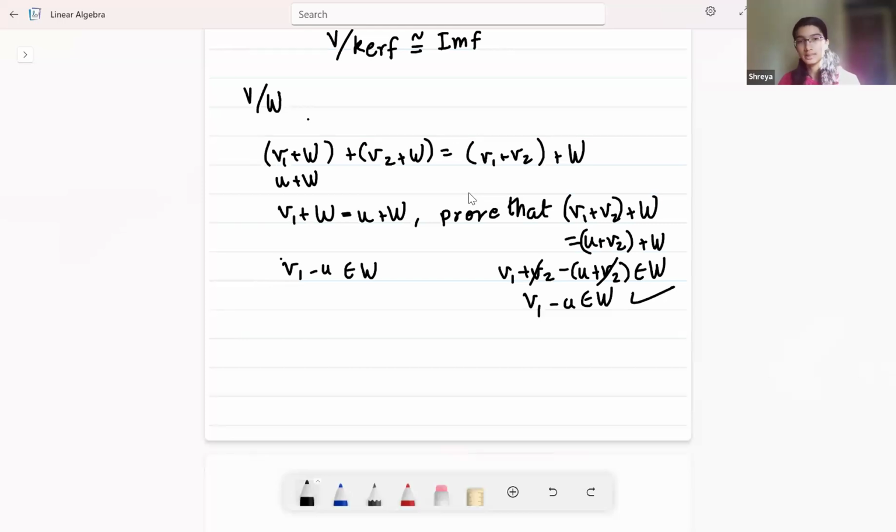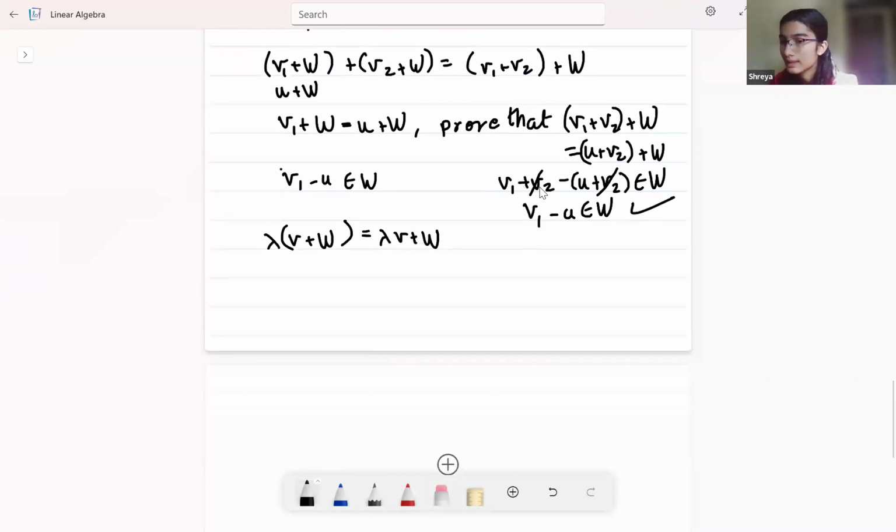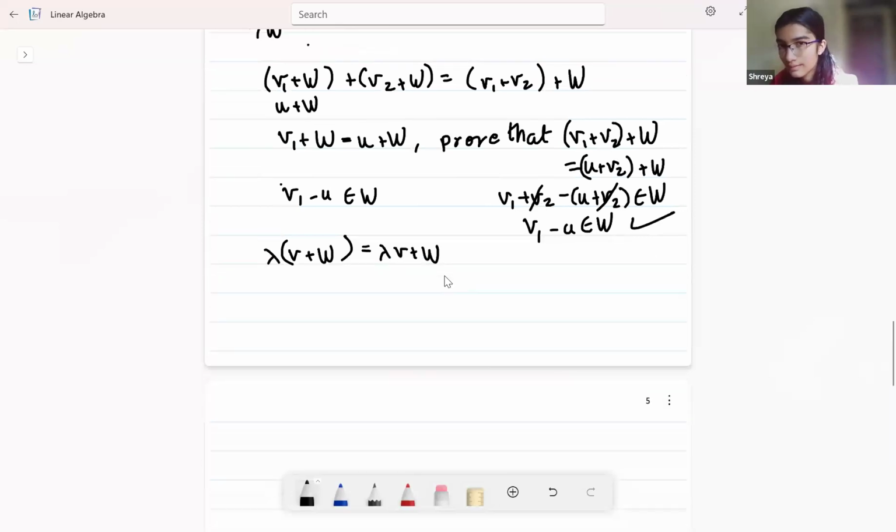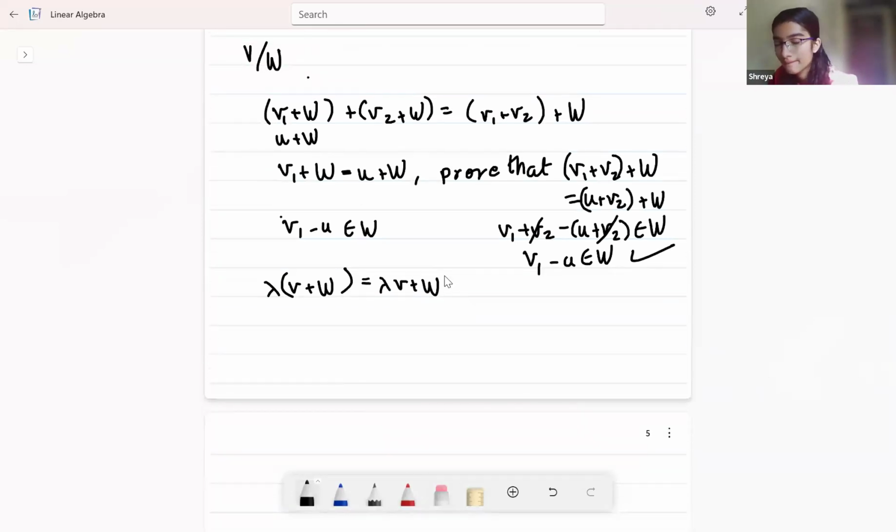And then you also have scalar multiplication, which works in exactly the same way. So we have v plus w, and we want to scale it by some lambda. So what do we need to prove over here to show that this is well defined? Just speak up. What do we need to prove?